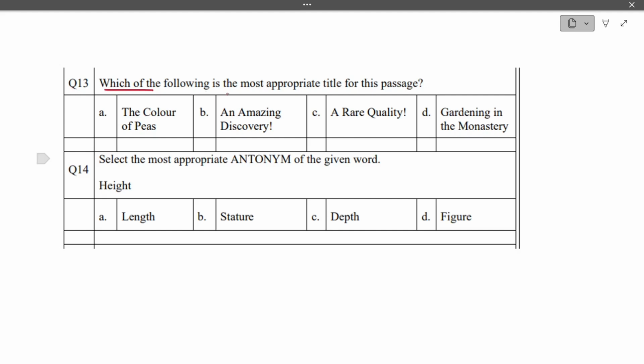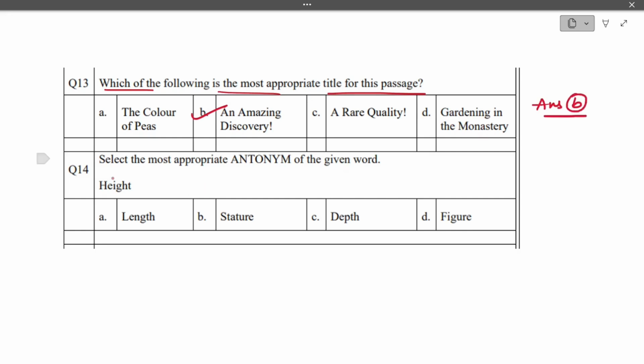The question is, which of the following is the most appropriate title of this passage? See what the passage is talking about, and based on that we have to suggest a title. The options are: the color of peace, an amazing discovery, a rare quality, gardening in the monastery. If you have paid some attention, you might feel that the correct answer will be option B. The correct answer in this case is option B.